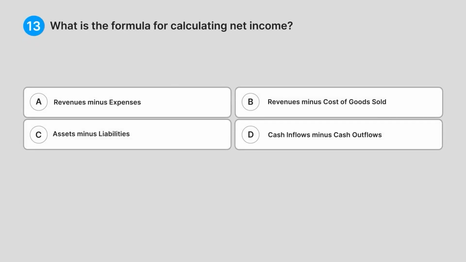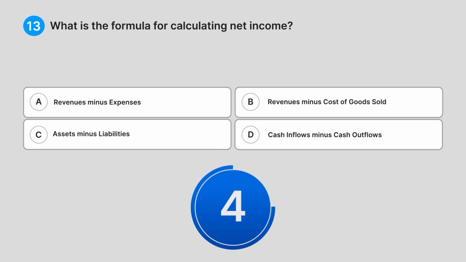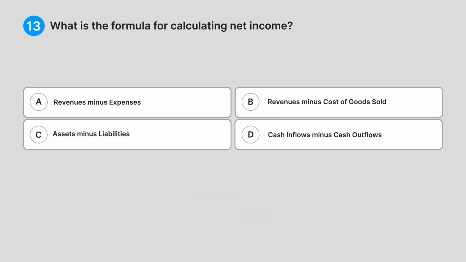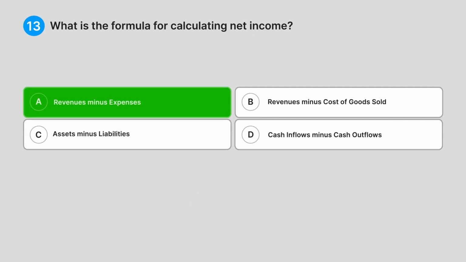13. What is the formula for calculating net income? A. Revenues minus expenses. B. Revenues minus cost of goods sold. C. Assets minus liabilities. D. Cash inflows minus cash outflows. Do you know the answer? Correct answer. A. Revenues minus expenses.